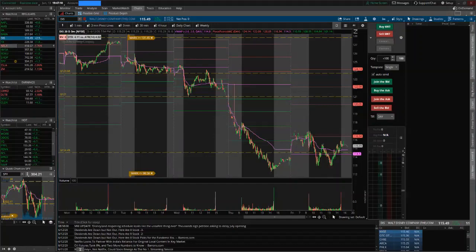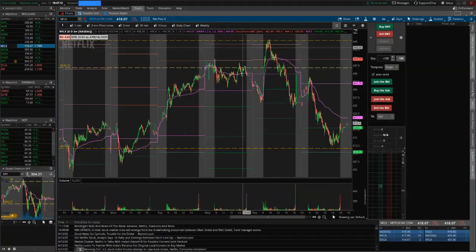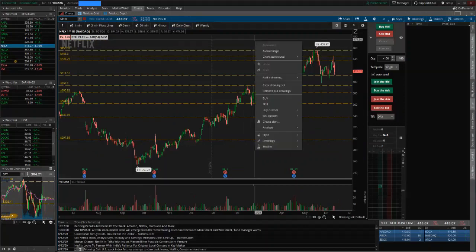So the first one I'm going to go over is Netflix. And what I'm going to do is go to daily, and I'm going to clear all my lines off of here and pretend that I'm starting with a fresh set.